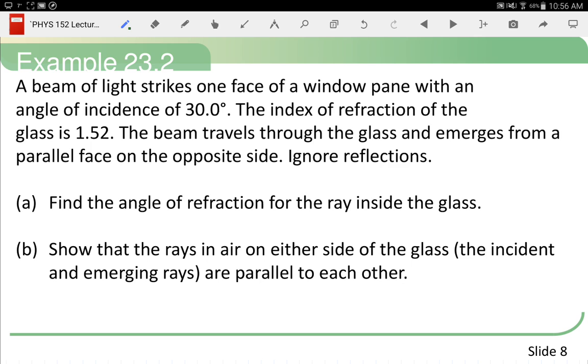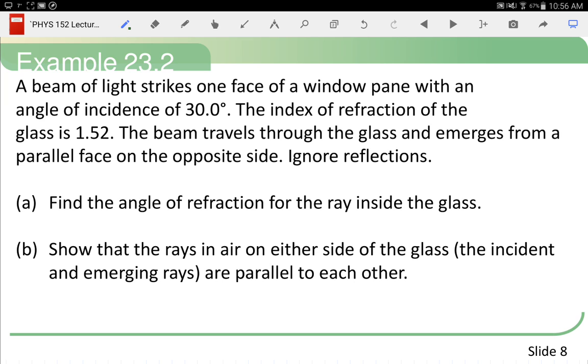I only have 13 slides. I'm well on my way. So a problem, something to allow us to use our newfound information. A beam of light strikes one face of a window pane with an angle of incidence of 30 degrees. The index of refraction of the glass is 1.52. What other material am I dealing with besides glass? Air, right? You have to make that assumption. What do you use for the index of refraction of air? Yeah, to 3 significant digits, it's 1. So you just use 1 there.